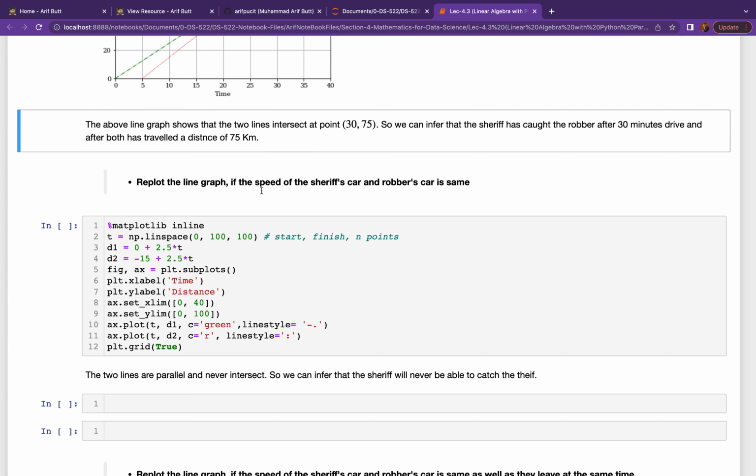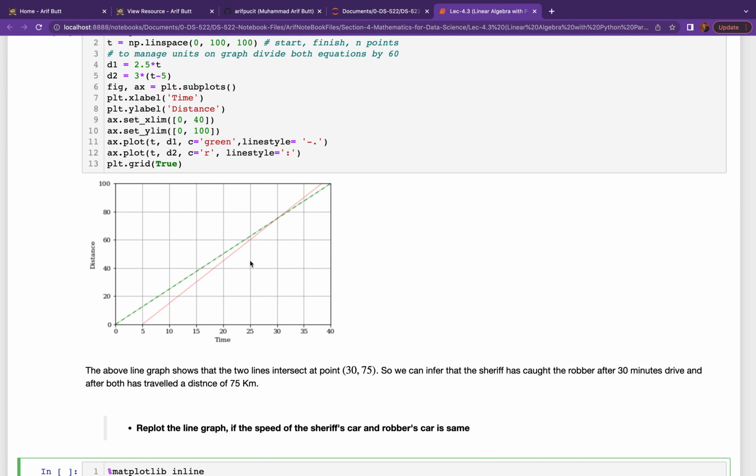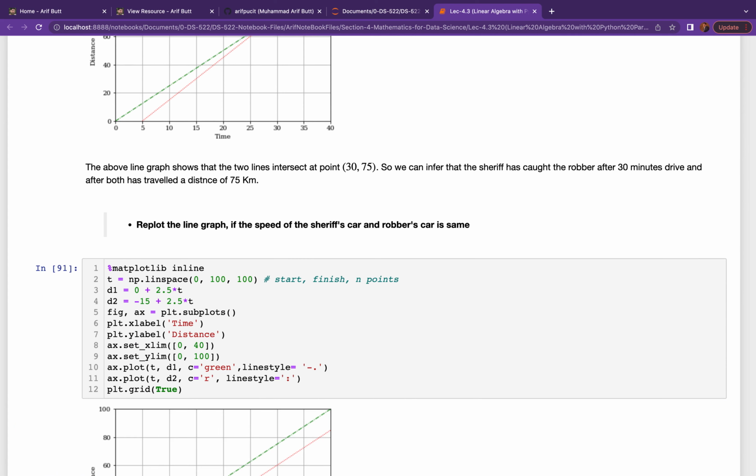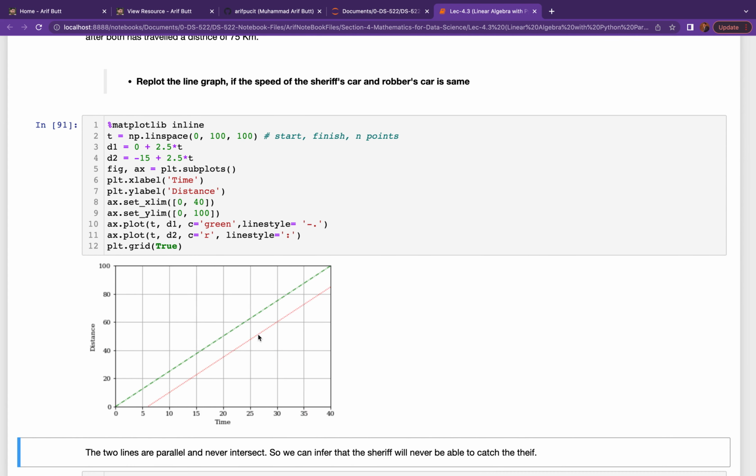And let me replot the line. If the speed of the sheriff's car and the robber's car is the same, then we have parallel lines. So the robber line is this, the sheriff line is this, started after 5 minutes, and will never be able to catch the robber.